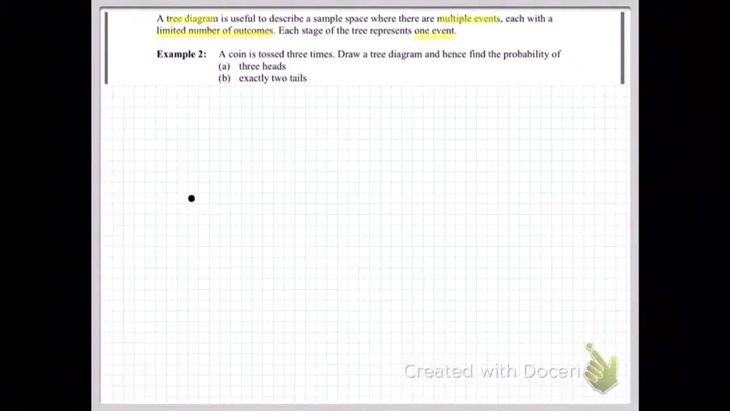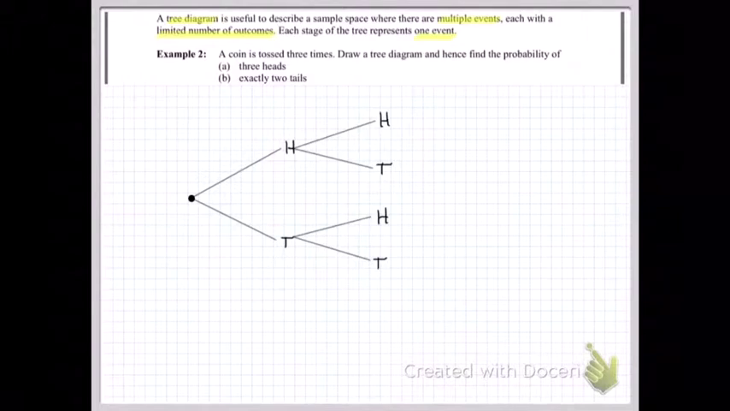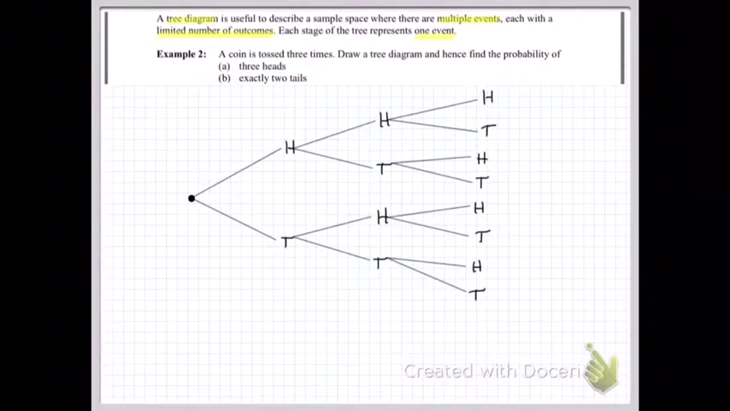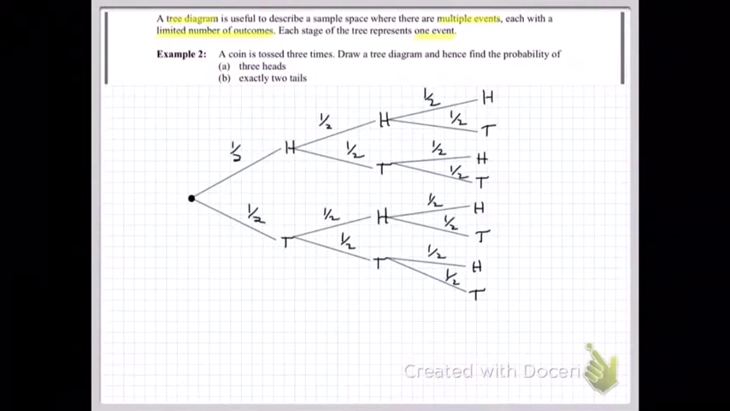We start with a node, and there are 2 possibilities, either heads or tails. That's the first roll. Now, each of those branches then has 2 more possibilities for the second roll. And then each of those branches has 2 more possibilities for the third roll. And if it's a fair coin, there is exactly half a chance, or 50% chance, of any one of those tosses. So that's our complete tree diagram.